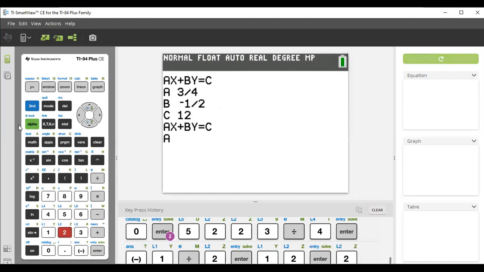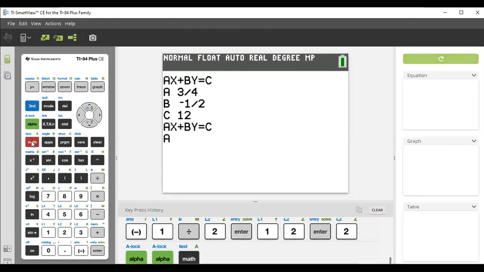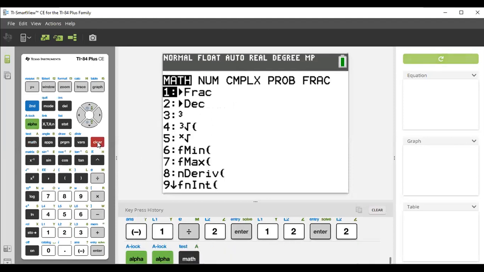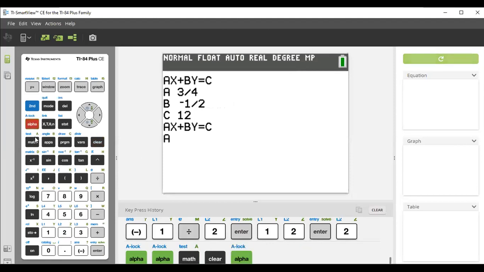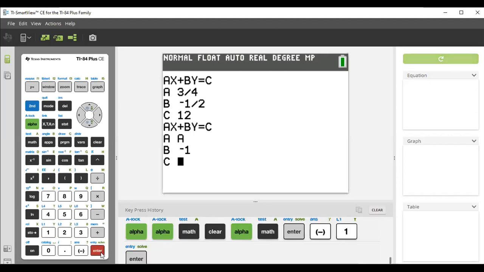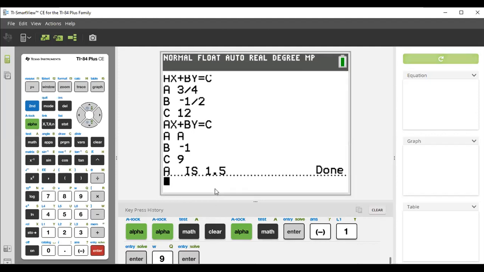And this one, we're going to put in the A, alpha A. Oops, clear. Alpha A. And then we're going to put in 1, but there was already a minus there, so it's going to be a -1. We put in a 1 for B, but there was already a minus sign there, so it's going to be a -1 that we have to enter here. So it's going to be a -1. And then the C term was 9. So when we press enter, it tells us that A is 1.5.